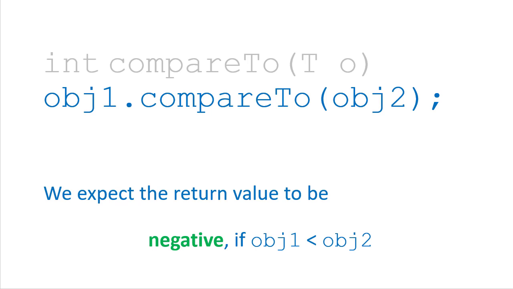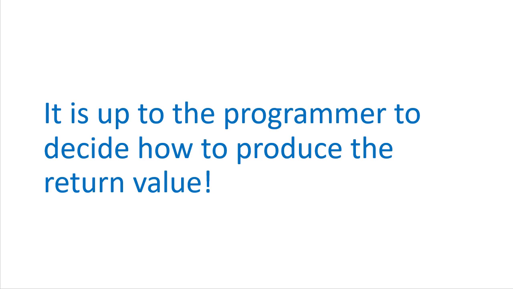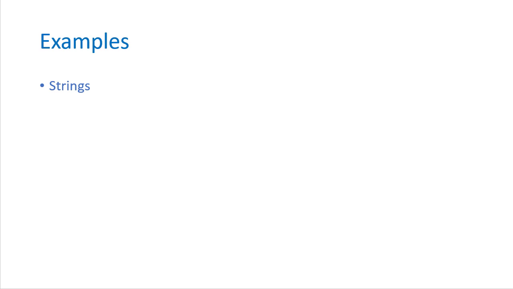When we're implementing compareTo, we need to keep that convention in mind. It's up to the programmer to decide how they're going to actually produce that value. And there's sometimes more than one way to do that, and we'll see some examples. So for strings, we're going to compare the strings character by character, ignoring case. And that's already built into Java, so we don't have to worry about implementing that. We just need to know that when we compare two strings, that's how that comparison works.